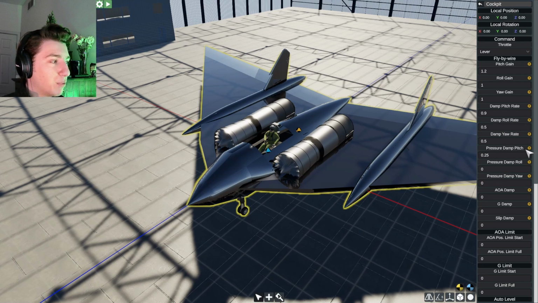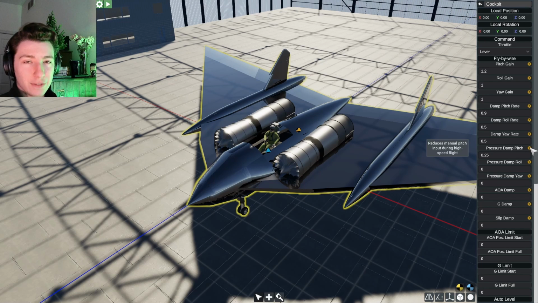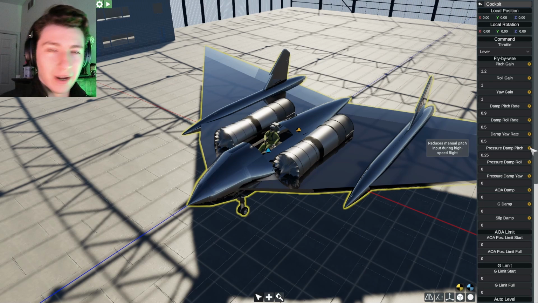Then we have the pressure damp, pitch, roll, and yaw. So again, we have one for each pitch, roll, and yaw, but pressure damp, again, looking at the tooltip here. So at high speeds, a little bit of control input can make a lot of difference. So what this does is it reduces the amount that your input as the controller matters while you're going at high speeds. You might think, why would I want that?